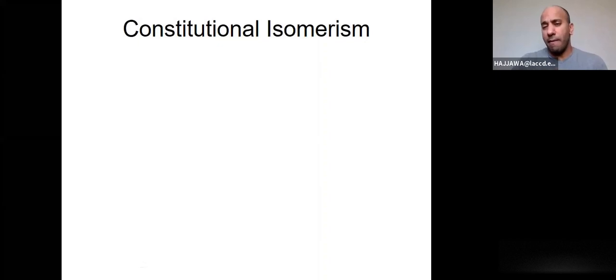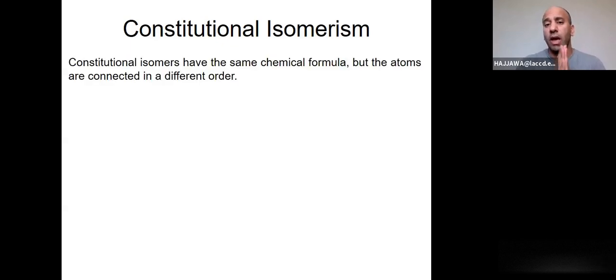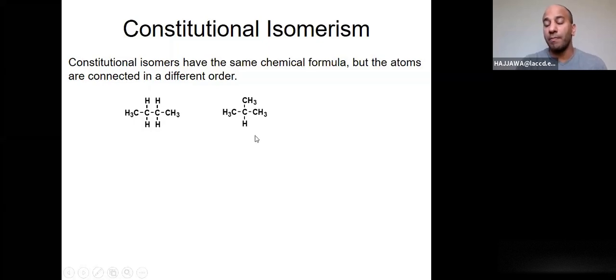So let's talk about the first type of isomerism, constitutional isomerism, which we just defined as compounds that have the same chemical formula, but the atoms are connected in a different order. And here are some examples of that. The compound on the left is C4H10. The compound on the right is also C4H10. But you can see clearly that this is butane, while this one is 2-methylpropane. What are these two structures? Since they have the same chemical formula but different connectivity, that makes them a pair of constitutional isomers.